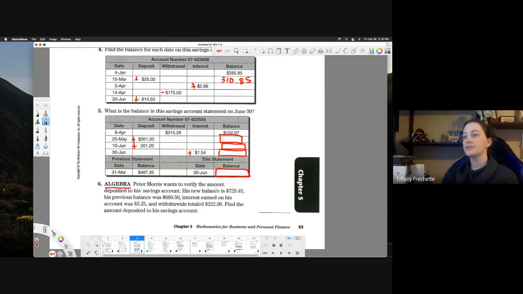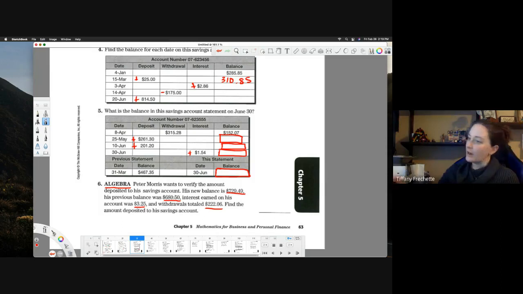Peter Morris wants to verify the amount deposited to his savings account. His new balance is $729.49. So just like I kind of anticipated, they gave us his new statement balance. His previous balance was $680.50. So that would be his previous balance, just like here. Interest earned on his account was $3.25. And withdrawals was $222.06. Find the amount deposited to a savings account.